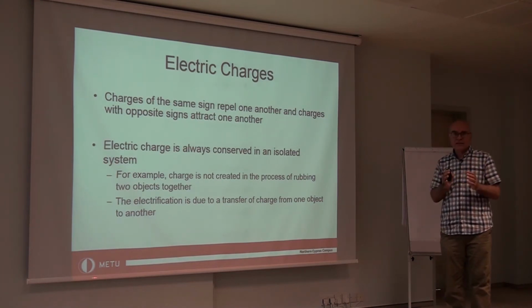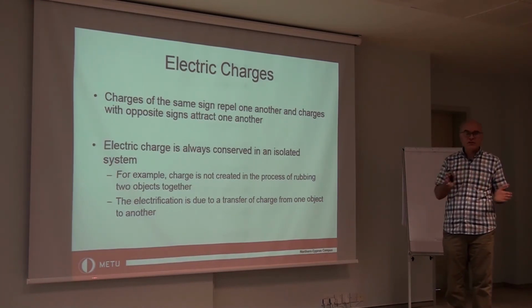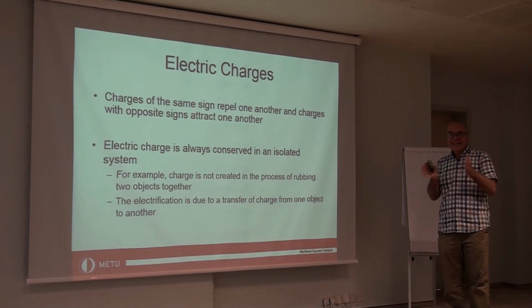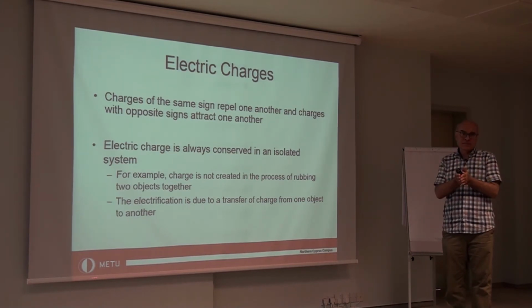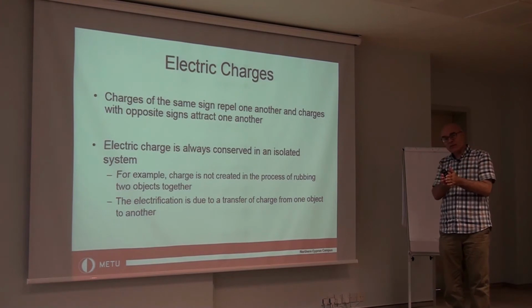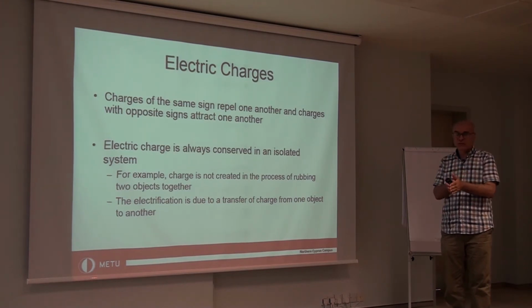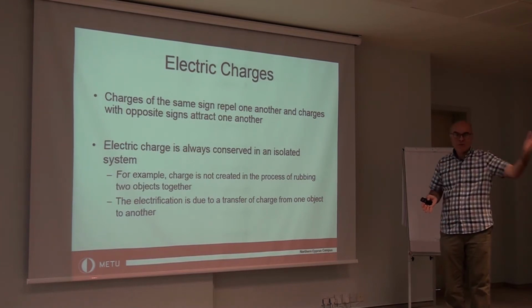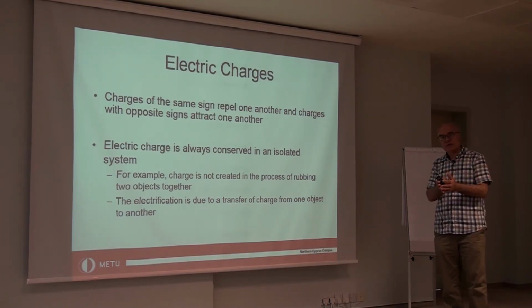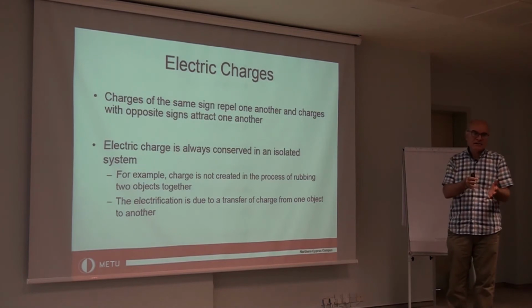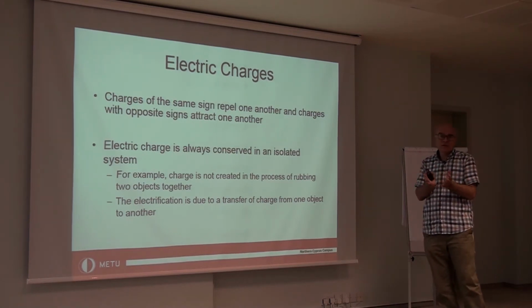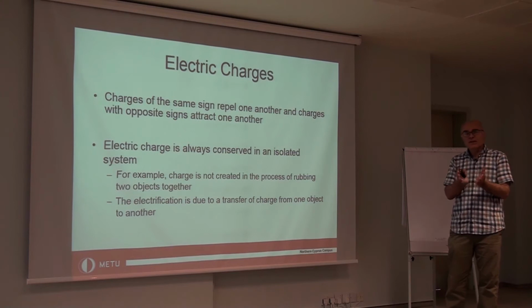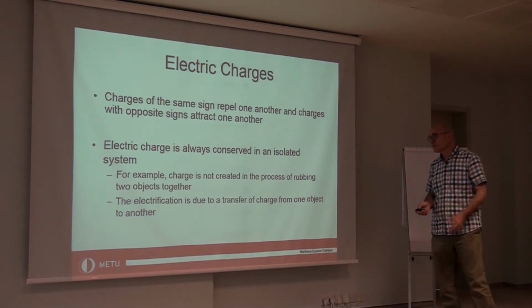Now, in such a system, if you add up all the positive charge and the negative charge in that system, the sum will always be constant, and it will not change. If it were 0, then it will always be 0. If it was plus 10, it will always be plus 10. If it was minus 1 million, it will always be minus 1 million, the sum of the positive and negative charges. Why? Because this is a manifestation of the conservation of electric charge.